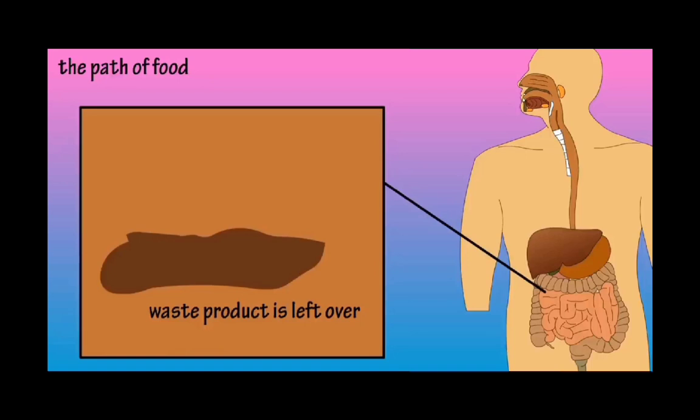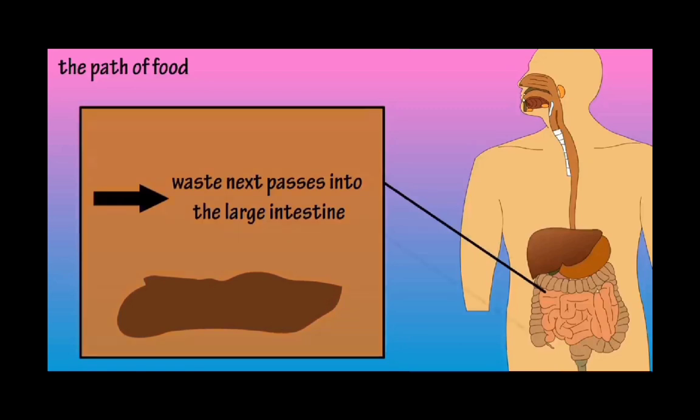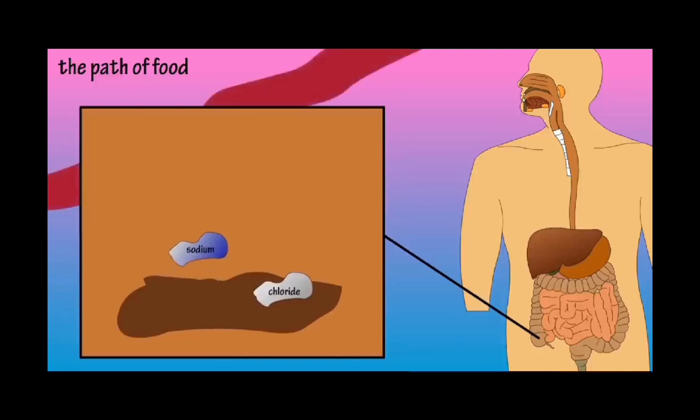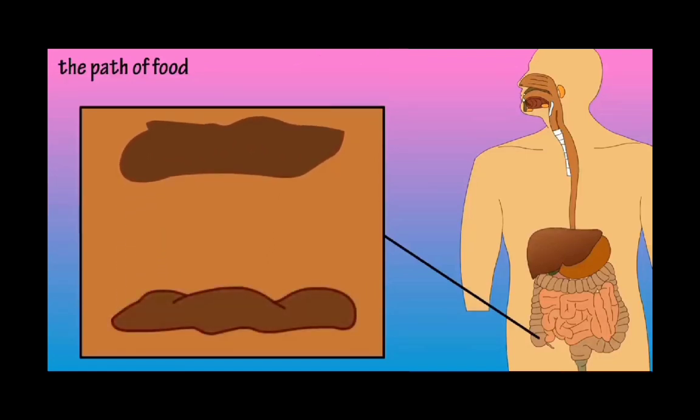This passes from the last part of the small intestine, called the ileum, through the ileocecal valve into the first part of the large intestine, called the cecum. From there, it enters the second part of the large intestine, called the colon. Here, sodium, chloride, and water are absorbed through the lining of the colon into the bloodstream, helping convert the liquid food, or chyme, into semi-solid feces.